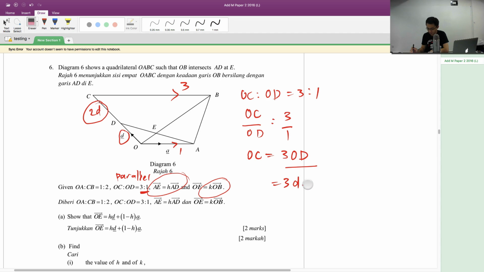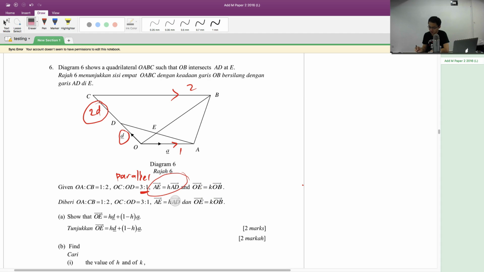CB is 2. A is 2, yeah, you're right, CB is 2. Thanks for that. Alright, so because the first one asked me to do OE, since I have OE here, I will try to use the OE information here. So OE equals to, oh, they want the H over here. So I will use the first equation.